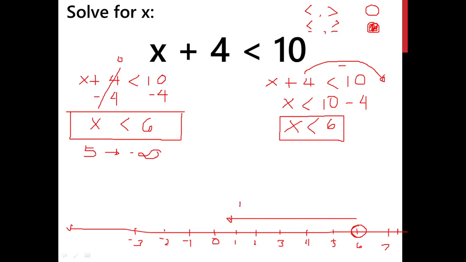So it's from 5 going to the negative infinity. Here, going to the left. Okay, so let's try to have another example here.